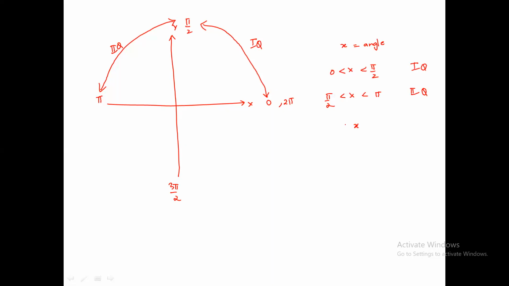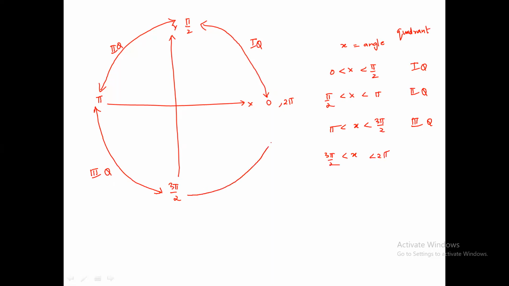Next, x can be between pi and 3 pi by 2. So this is between pi and 3 pi by 2. This region is called the third quadrant. Next, x can be between 3 pi by 2 and 2 pi. Like this, between 3 pi by 2 and 2 pi. This region is the fourth quadrant.